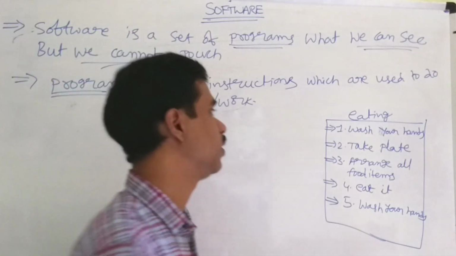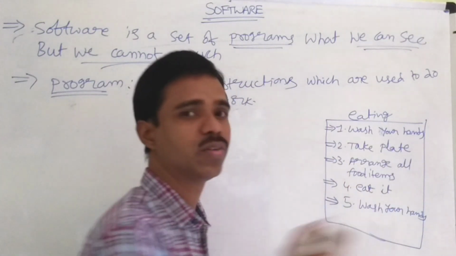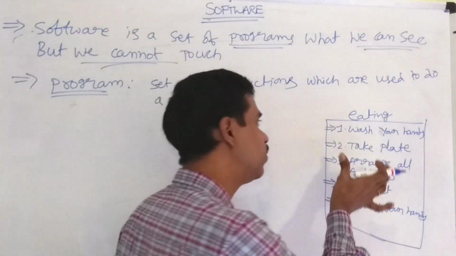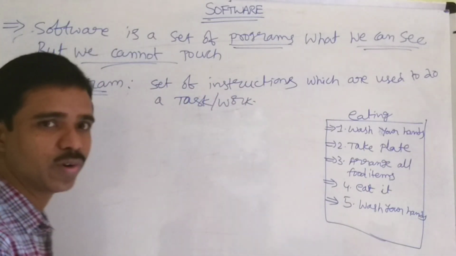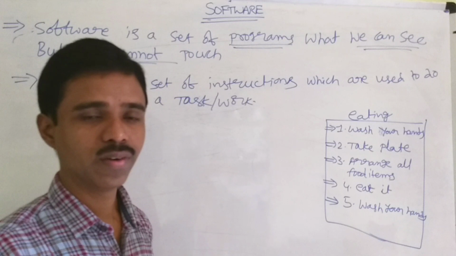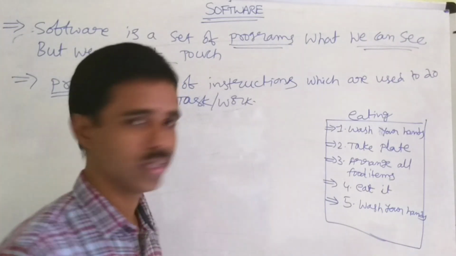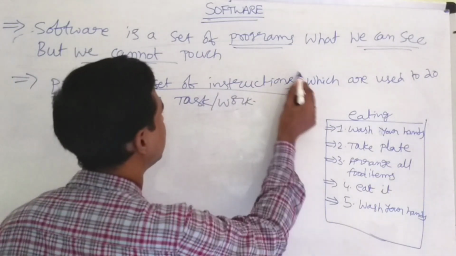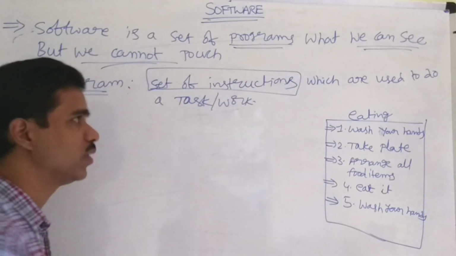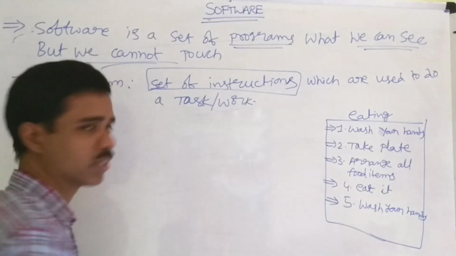Okay, so every instruction is giving an instruction to the computer. But coming to eating food, you are following the steps. Similarly, if you want to work with the computer, some programs are required. Those programs are able to do a task. What is a program? Program means what? Set of instructions. Set of instructions which are used to do a task.